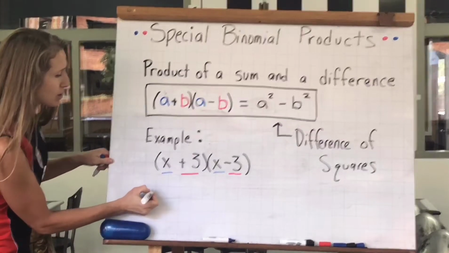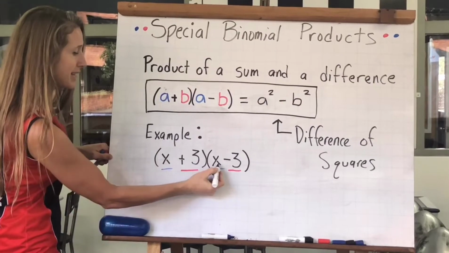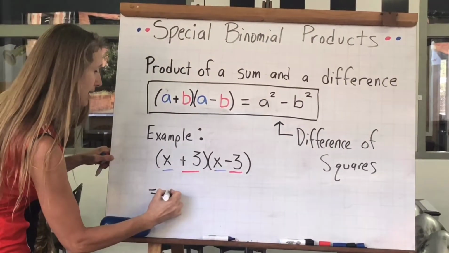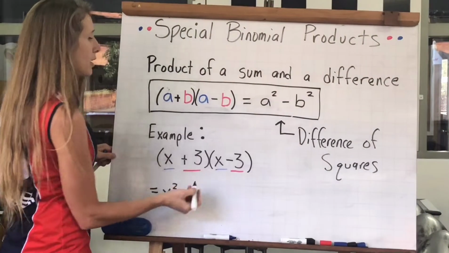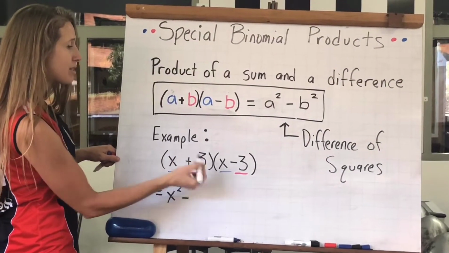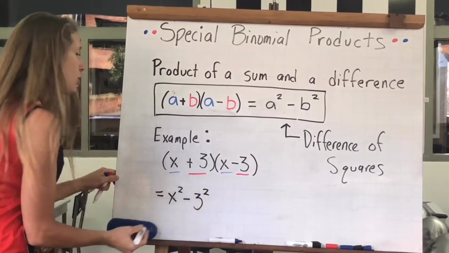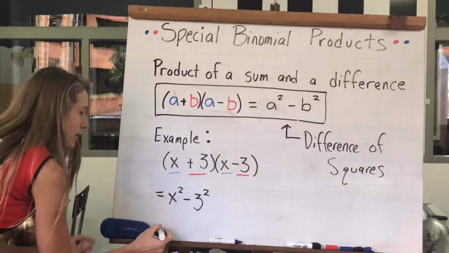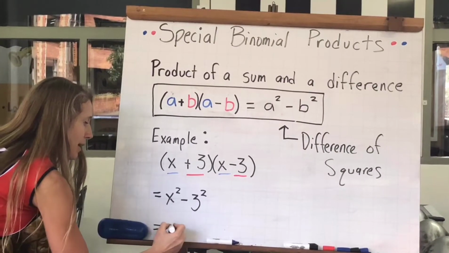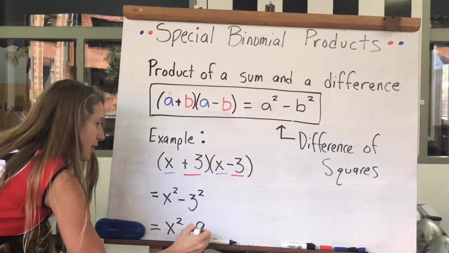So this would be equal to a squared, which we say is x here, x squared minus b squared. So here our b is 3 squared. So to simplify this, we just have to multiply out the 3 squared, and our solution would be x squared minus 9.